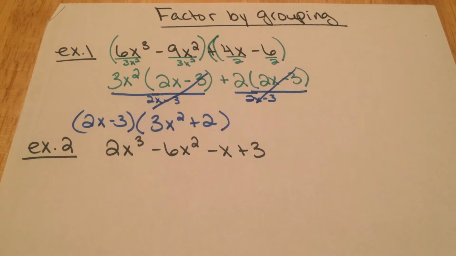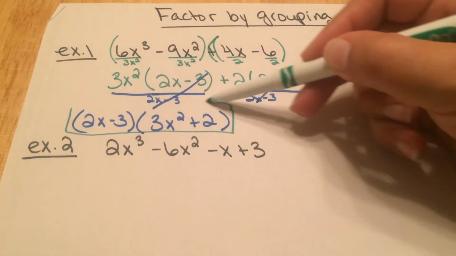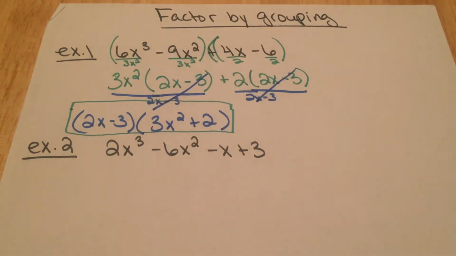So our factored answer is going to be 2x minus 3 times 3x squared plus 2. That might have been a little confusing. Let's look at another example.